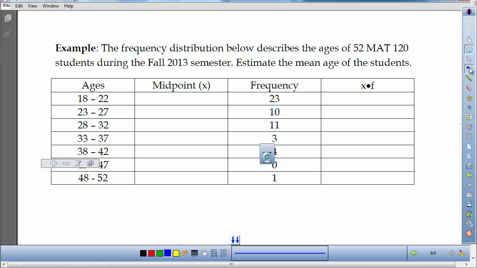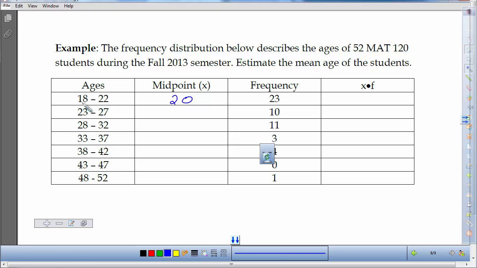So how do we do this? The first thing we need to do is to find the midpoints for each class, and recall that we can find the midpoints by adding the upper and lower class limit and dividing by 2. So for this first category, if I add 18 and 22, that gives me 40. If I divide by 2, it gives me 20. So that's my midpoint.